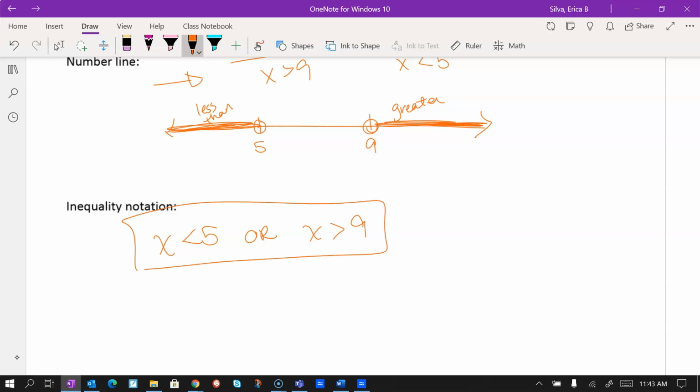So remember, when we have a disjunction where they're facing away from each other, we use the word or. If they're facing towards each other like this, then we use the word and in between.